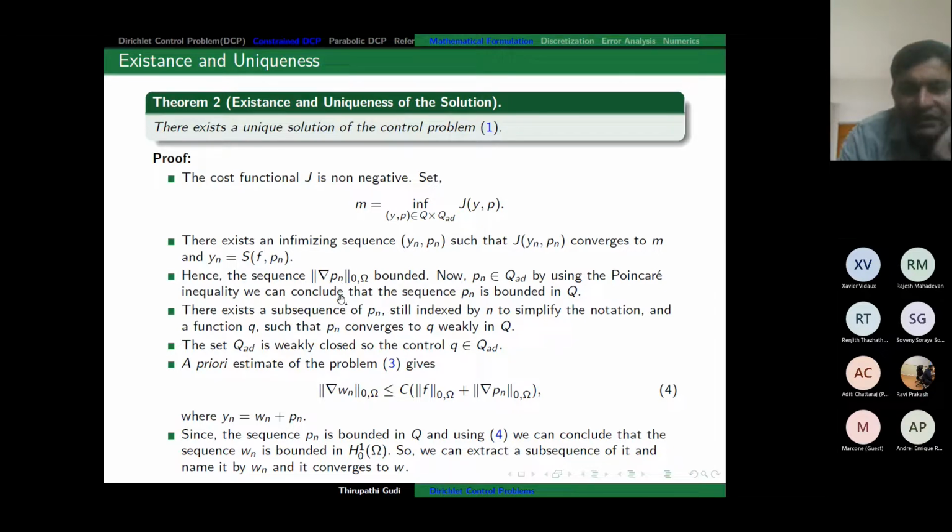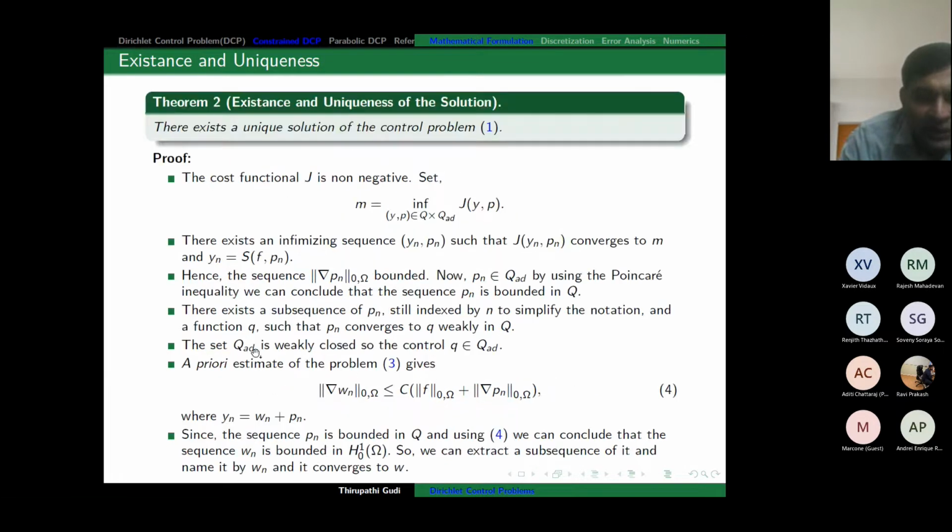Pn is a bounded sequence in H1. So we can conclude that Pn is bounded. Once you have a bounded sequence, it will have a convergent subsequence Pn that converges weakly to some element. Say you call it q in big Q.